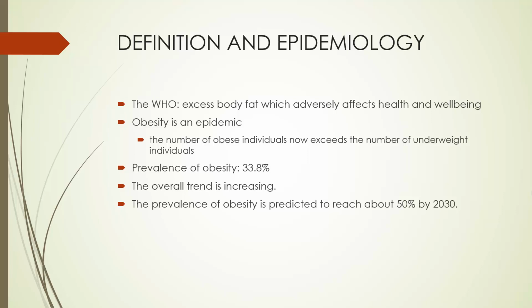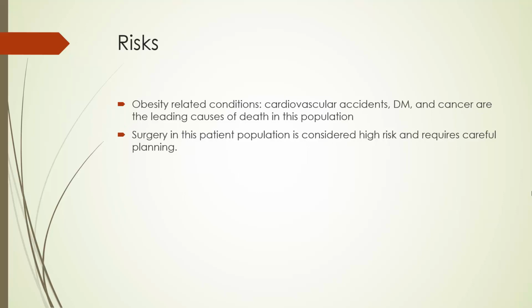It's, as you know, reaching an epidemic proportion worldwide, not just in the US. And for the first time in our history, there are more obese patients than there are underweight individuals. About one-third of people in the US are obese, and as you can imagine, there's an uneven distribution geographically, racially, and socioeconomically. And the overall trend is increasing. And the prevalence of obesity is predicted to reach about 50% by 2030.